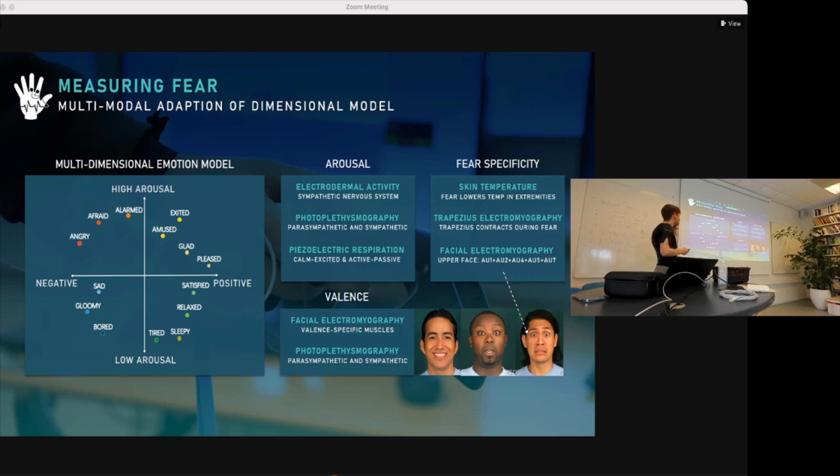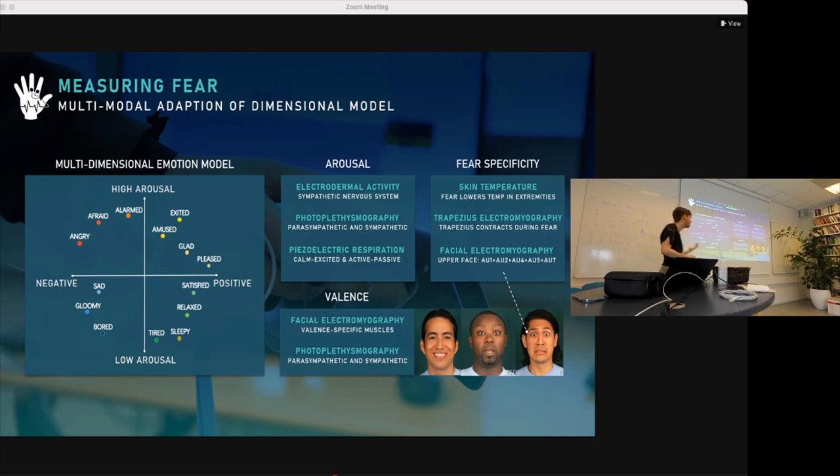scale. But even if we decide that we are on a negative scale and high in arousal, it could also be anger. So that's why we've added these fear-specific measures. We've added skin temperature, because in anger the skin temperature in the hands increases, whereas in fear it decreases. So we're using all these different measures in a multimodal setting to help us weed out the other emotions and get as close to fear as we can.